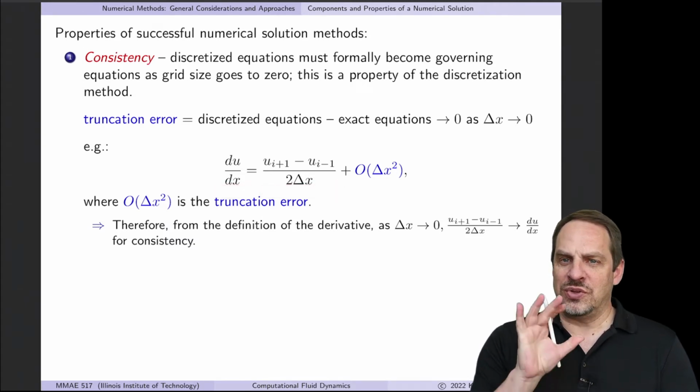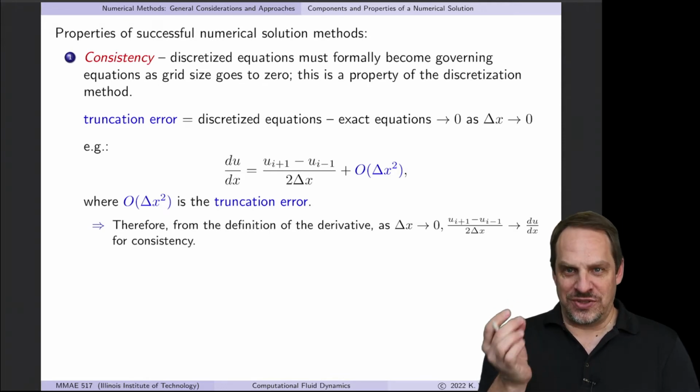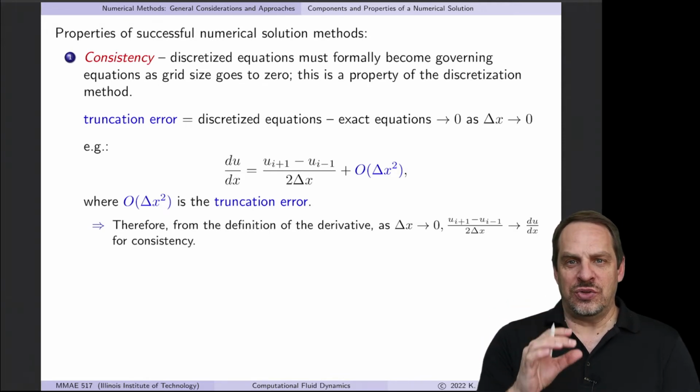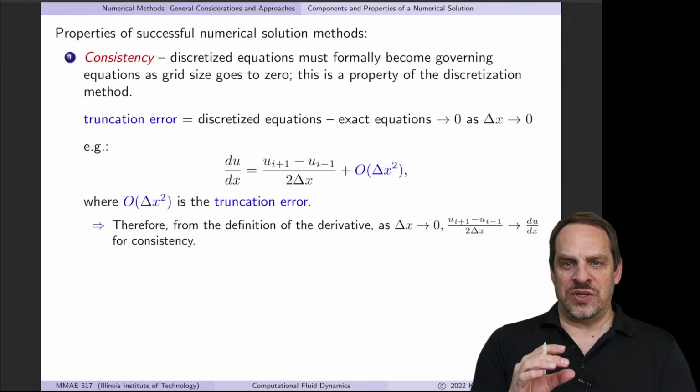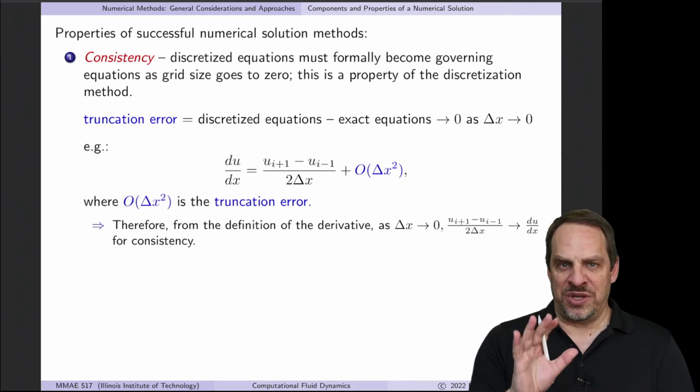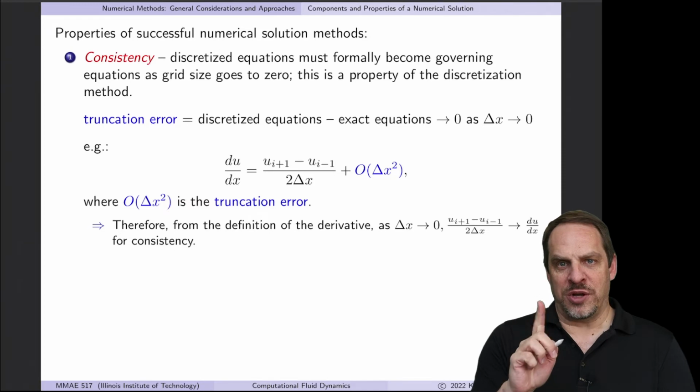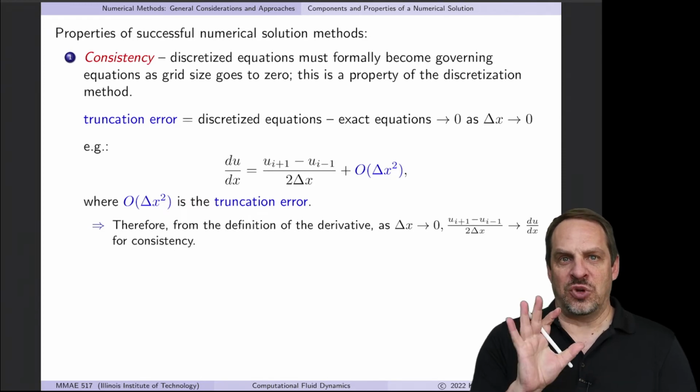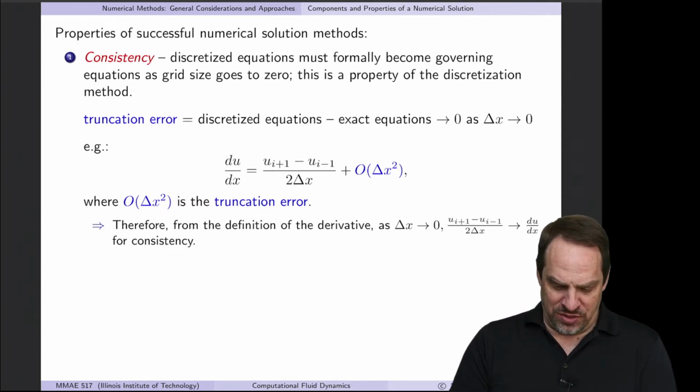All right, so consistency is a consistency check. It's inherent to the discretization method that we're using. And again, I'm not going to say a lot about it because all the methods I'm going to show you, actually except one, are consistent. But anyway, we need to emphasize how important that is.